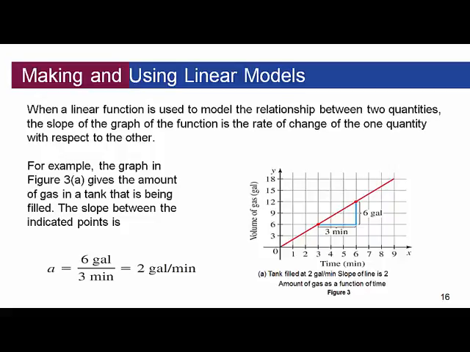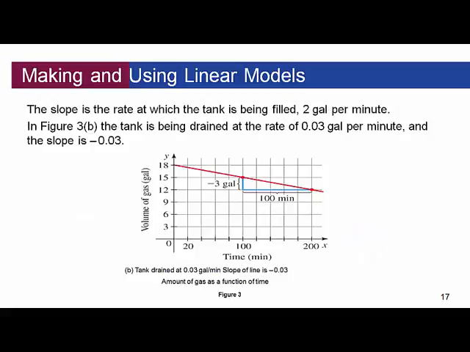So here's a typical example, right? The relationship between two quantities. So in this example, we've got gallons and time. The graph gives the amount of gas in a tank that's being filled, so how fast the level of gas is rising over time as you're filling up a tank. And this next one is showing how fast it's being drained. And again, you can calculate the slope and see that it's being drained at a rate of 0.03 gallons per minute. Maybe there's a hole in it, or maybe it's attached to an engine and the engine is running and draining out the fuel because it's burning it off to run the engine, right?